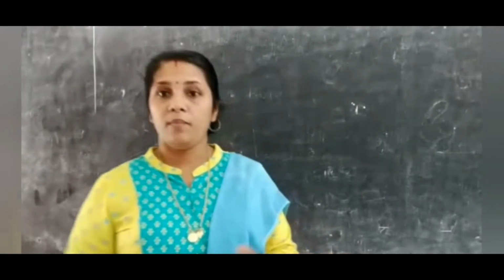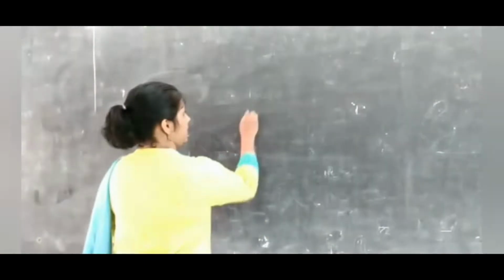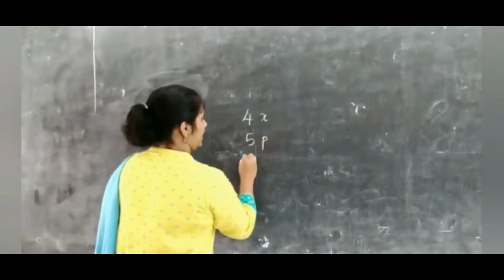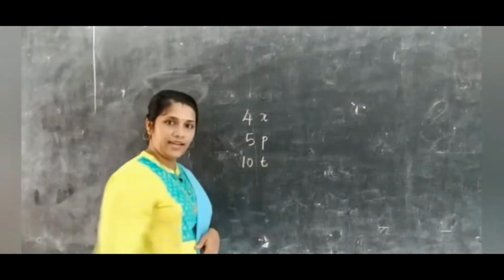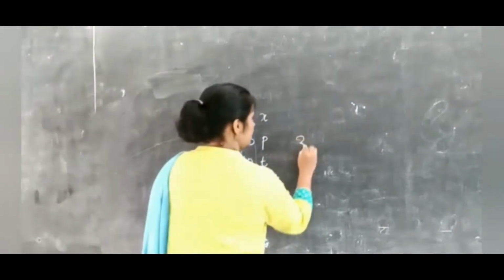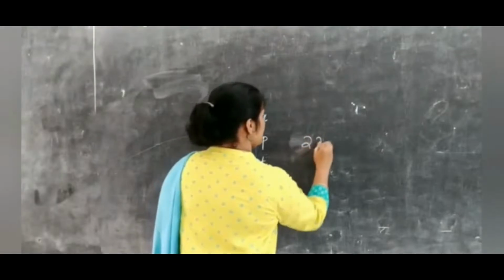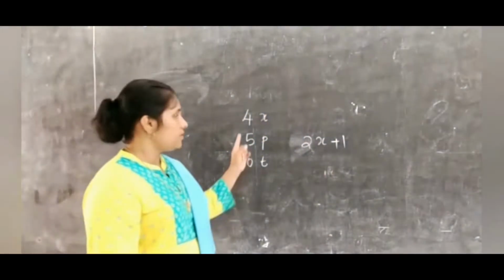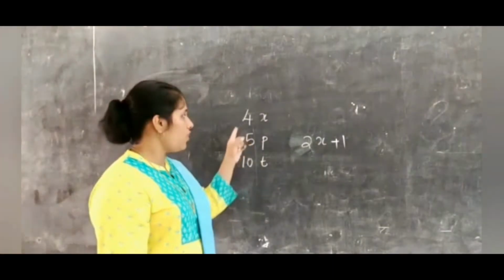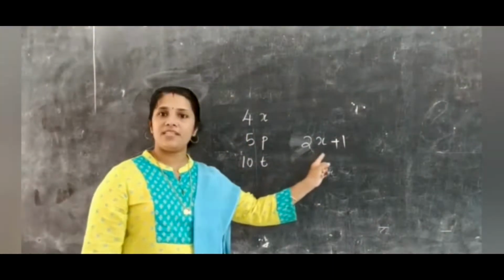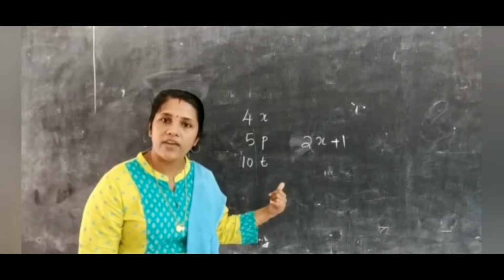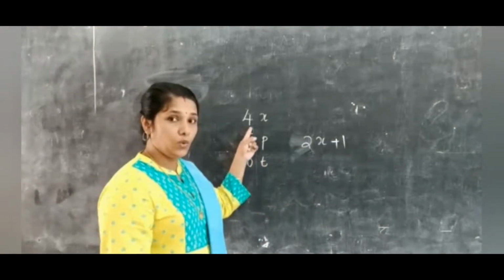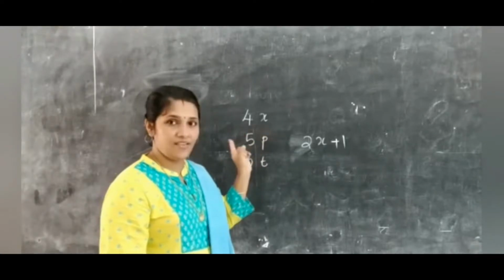In the previous problem, we have seen 4x, 5p, 10t like this, right? Another way, say 2x plus 1, etc. Can you tell me whether 4x, 5p, 10t, 2x plus 1, all these are constants or variables? Here, I told you 4 is a constant and x is a variable.